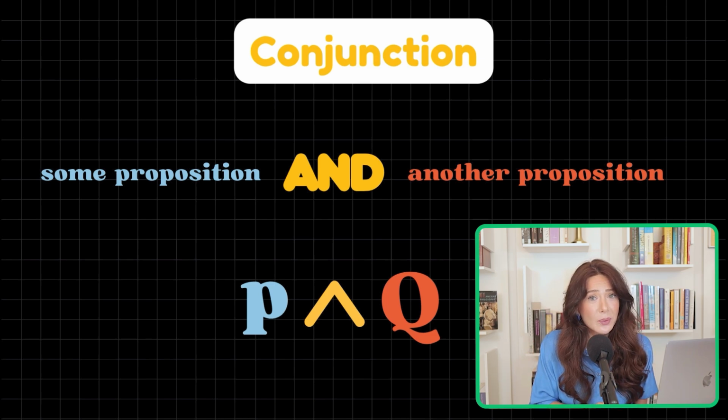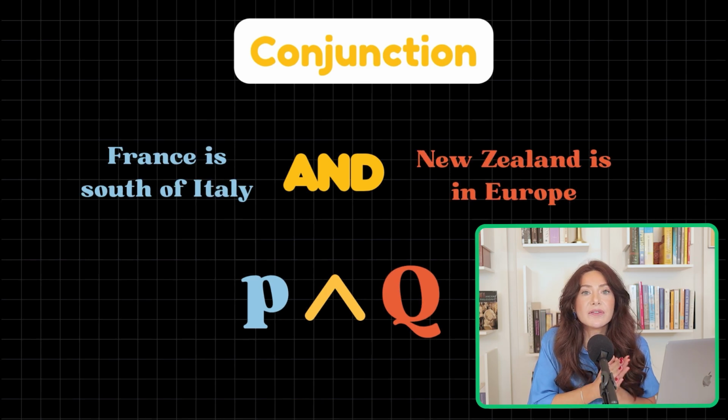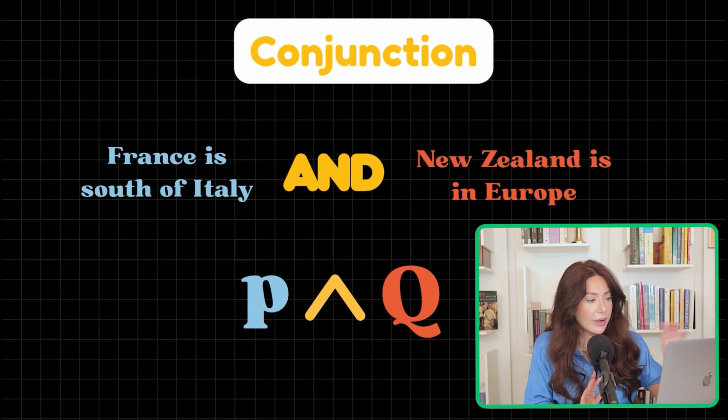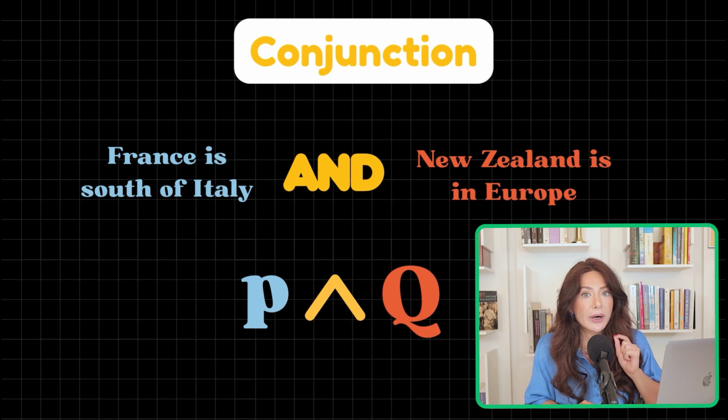I gave you an example where it didn't have statements on either side of "and," but in mathematics, you need to have statements on either side of "and." France is south of Italy and New Zealand is in Europe. This is a totally great conjunction because both of the conjuncts are statements. The one on the left, France is south of Italy, is a statement, and the one on the right, New Zealand is in Europe, is a statement as well. They're called conjuncts individually. France is south of Italy is conjunct number 1, and New Zealand is in Europe is conjunct number 2.